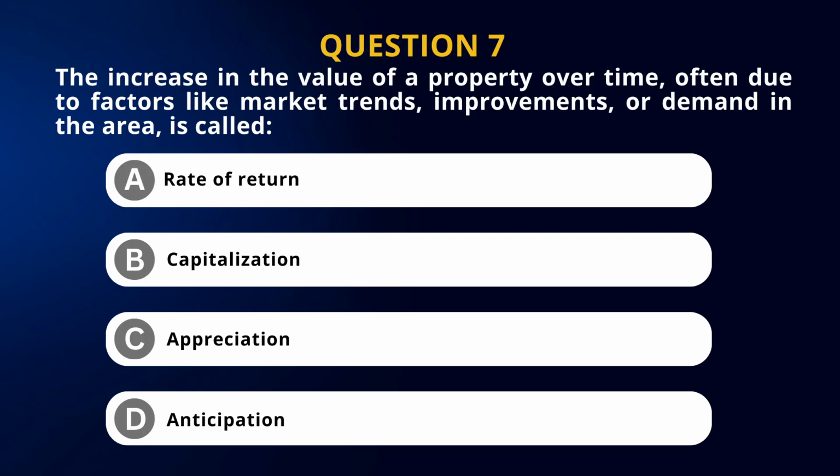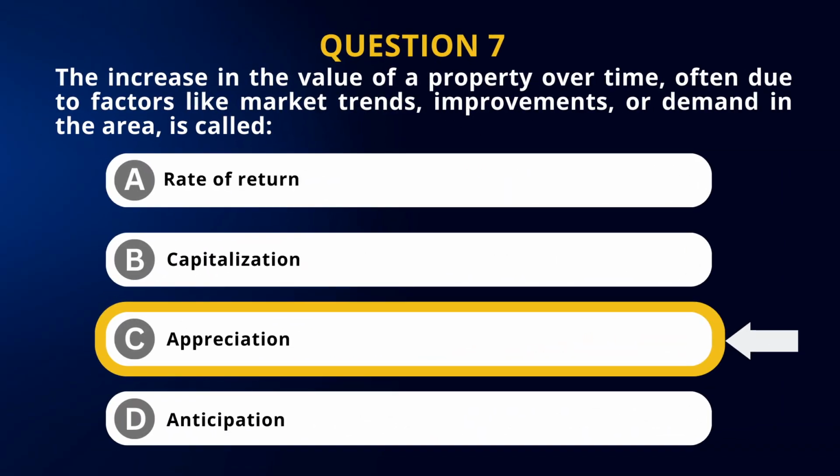And the answer is letter C, appreciation. Okay, this is straight, again, to the point. What is appreciation? Well, it is the increase in value of a property over time due to factors like market trends, improvements, or demand in the area. And that's basically a pretty decent definition for what appreciation is.